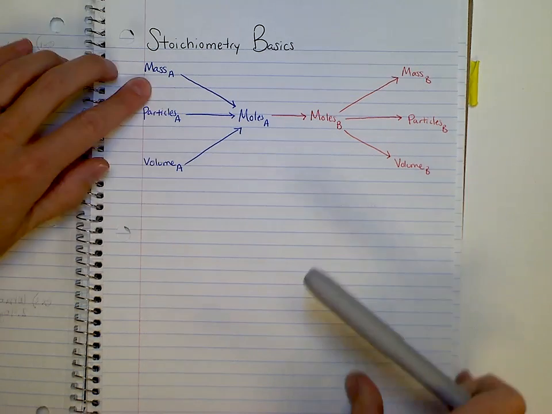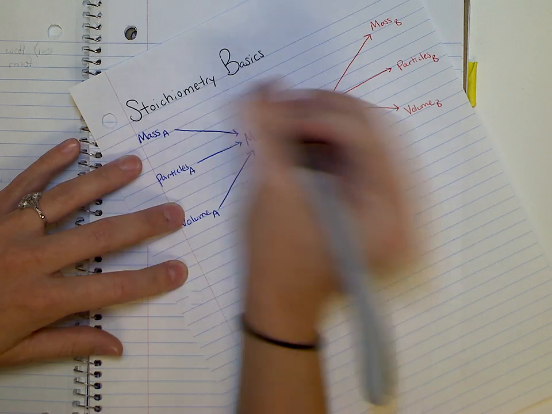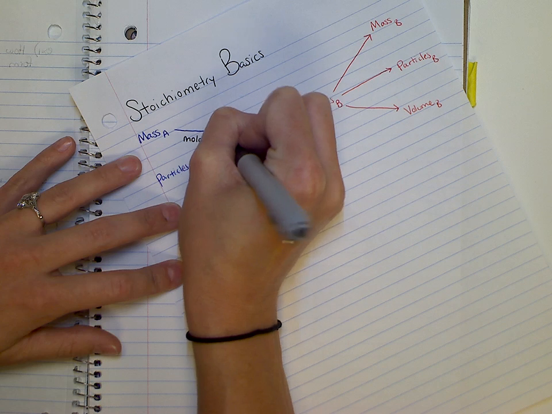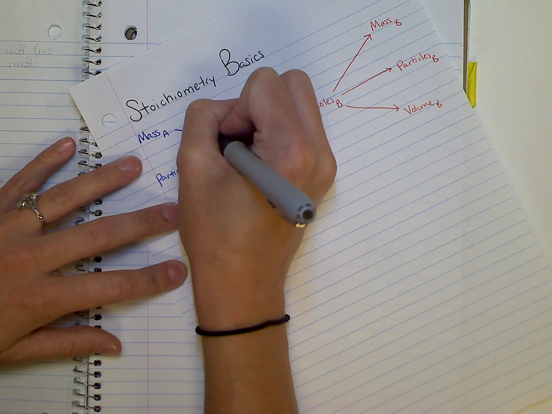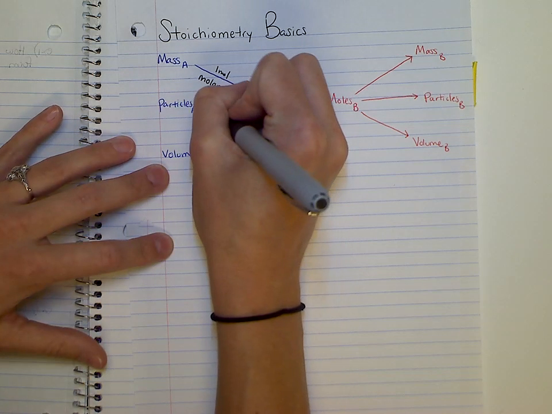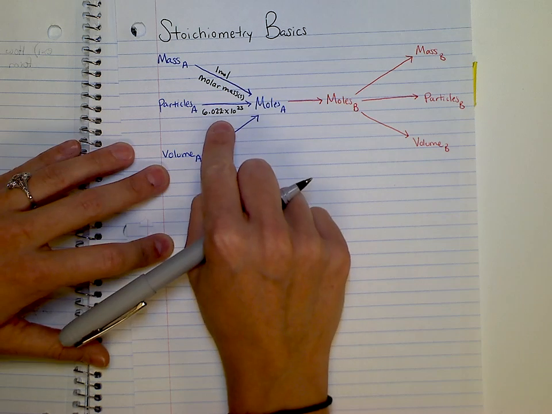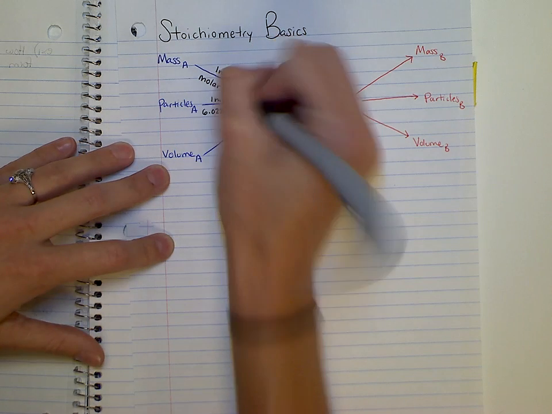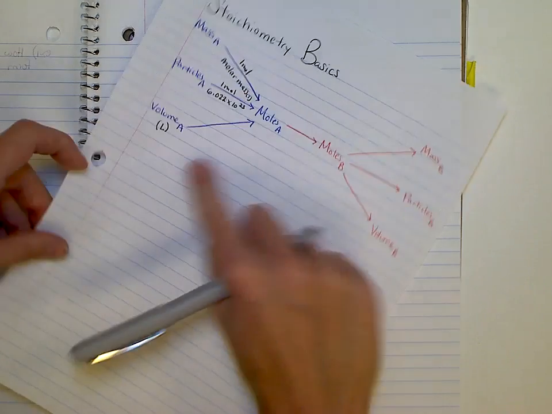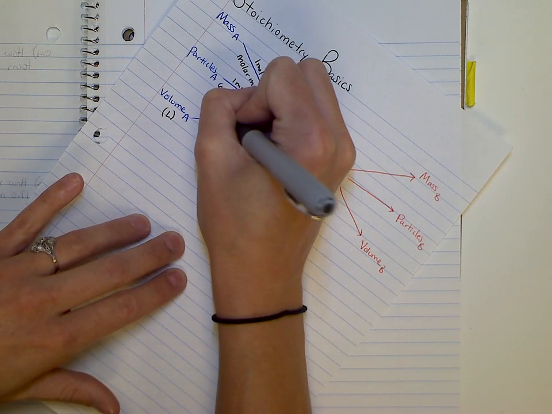So if you're starting in a mass and you need to get to moles, we should all know this by now, but you put molar mass on the bottom, and 1 mole on the top. To get from particles to moles, we divide by Avogadro's number. So 6.022 times 10 to the 23rd is on the bottom, and 1 mole is on top. And then if you're starting in volume, which will be liters, you have to divide by 22.4 liters in 1 mole.